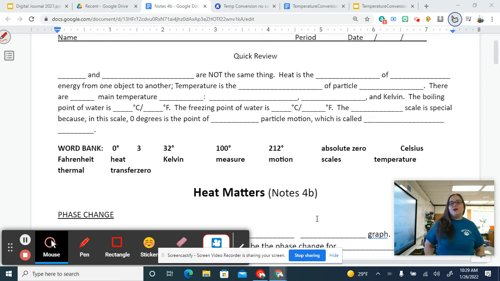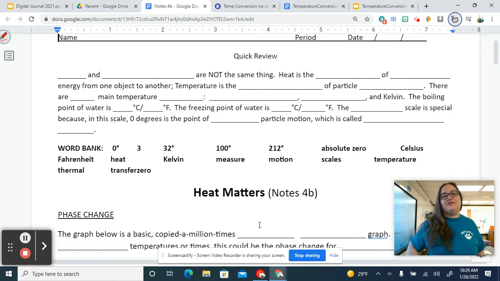Welcome back. We are working on heat matters, note 4B today, talking about phase change. If you have not yet done notes 4A, which would be in Tuesday's folder, please do that because you won't be able to do the quick review, and these kind of build on that. So go back to 4A first if you haven't done that already. But here we go with 4B.